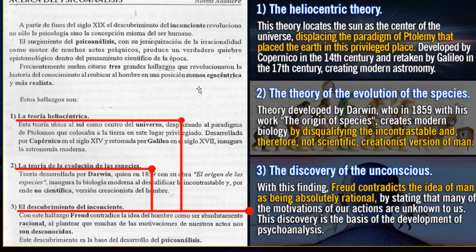So the first thing you're going to read, for example, in all social studies, it's not just in psychology, it doesn't matter, it's based on the social careers. They're going to teach you the heliocentric theory, the theory of the evolution of the species, in fact the same theory, and the discovery of the unconscious based on Freud's ideas. So here you can see the same behavior, the same plan of brainwashing.